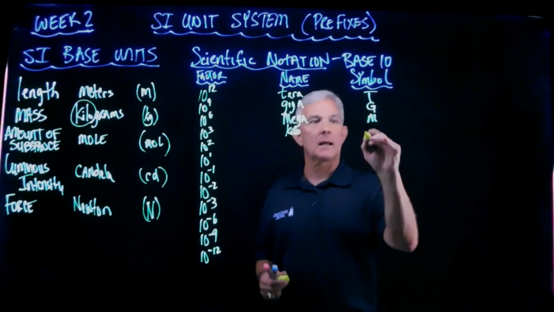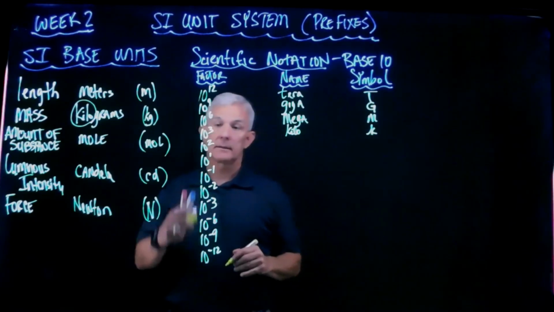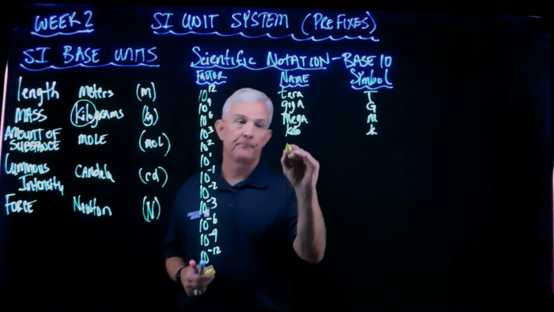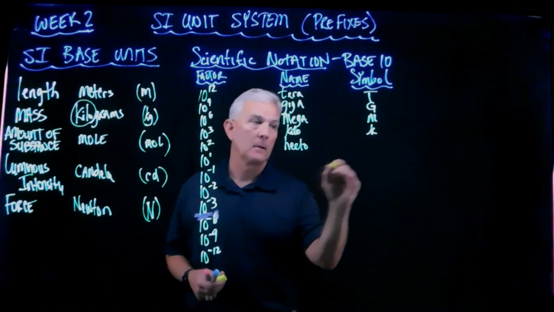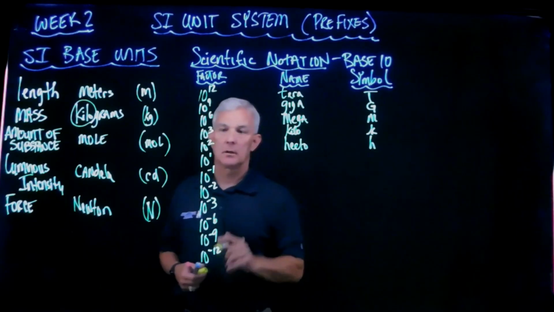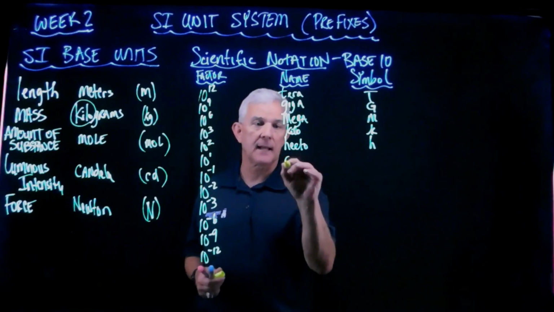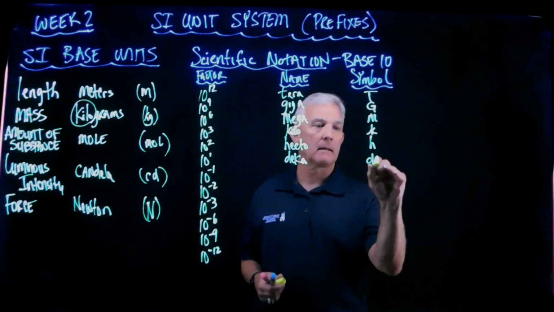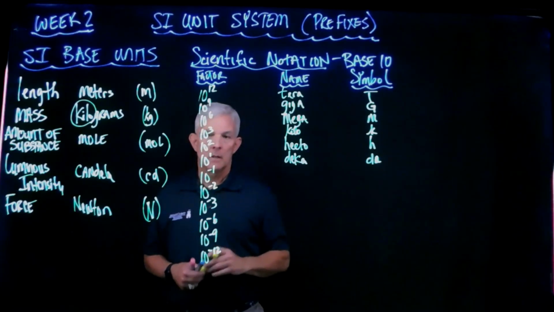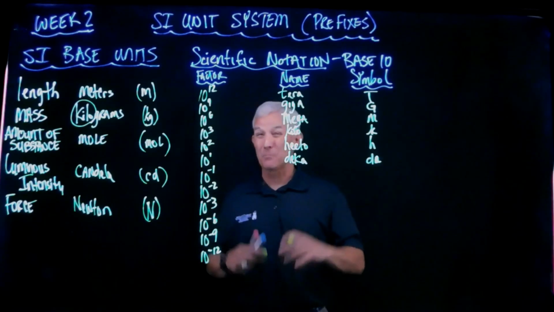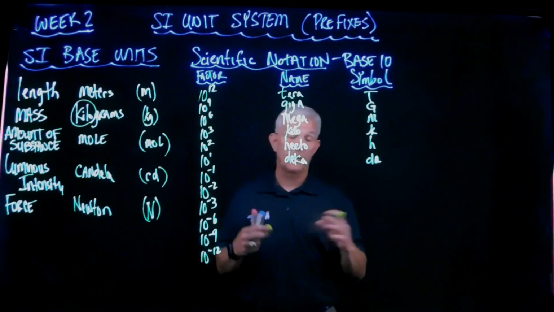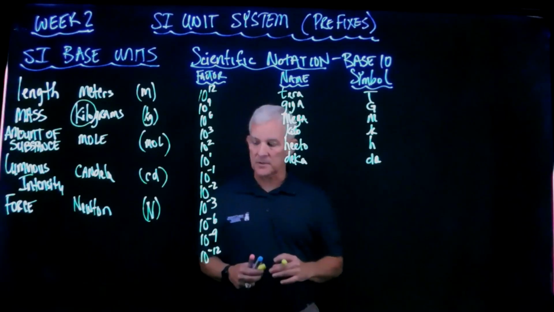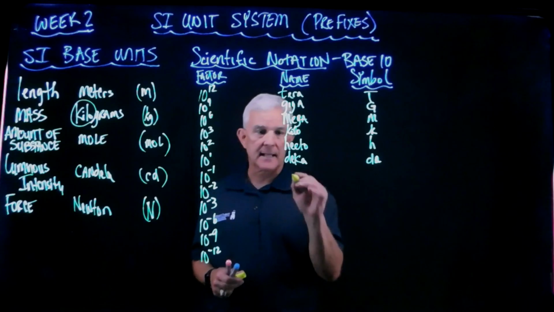And of course these are all uppercase, this is lowercase. 10 to the 2nd is a hecto, lowercase h. 10 to the 1st is a deca, and this is da, lowercase. Now as we start to get to these, I think some of these might be familiar to you as you've worked with SI units and small numbers. We're talking about deci.